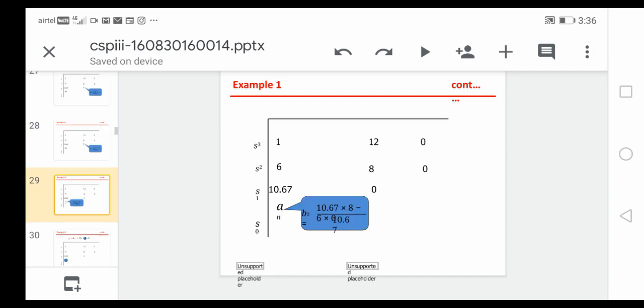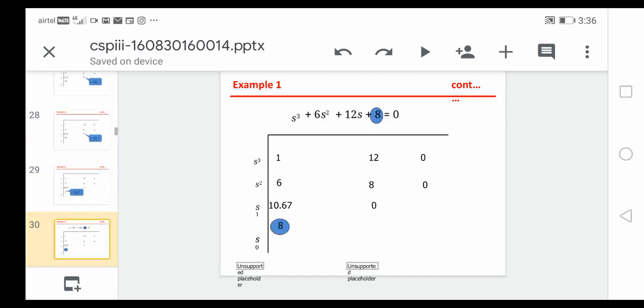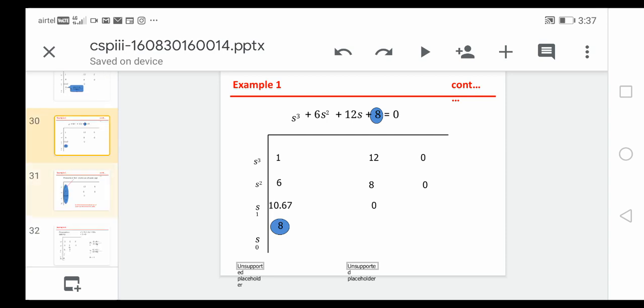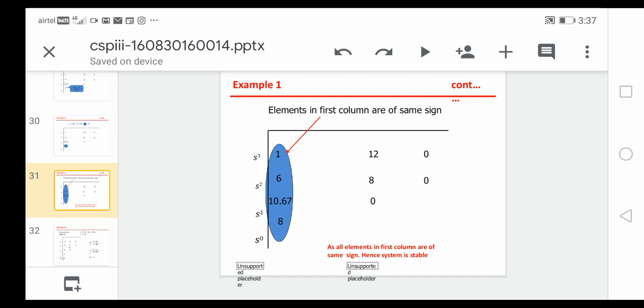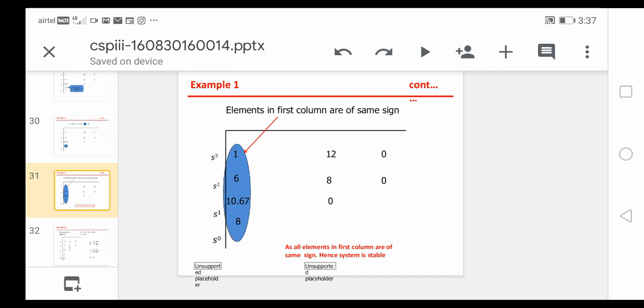Like that we do it, and the final Routh array will be like this: 1, 6, 10.67, 8. Now check the first column: is there any sign change? There is no sign change in the first column, so the system is completely stable. All elements in the first column have the same sign, hence the system is stable.